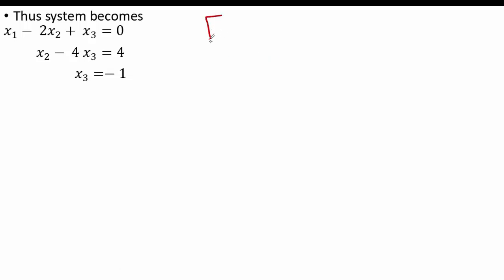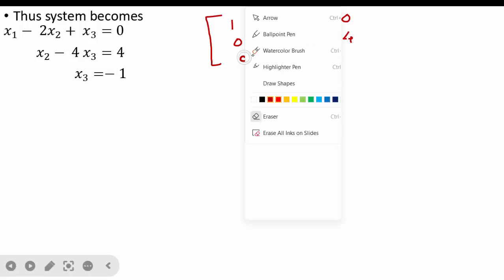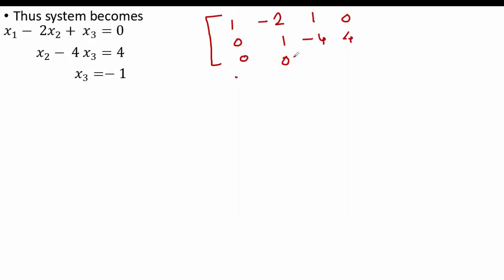In matrix notation we can write 1, minus 2, 1, 0, 0, 1, minus 4, 4, 0, 0, 1, minus 1. This is the matrix notation for this step. Now what happens? Our next job is to eliminate x2 and x3. We have to eliminate x2 and x3 from these two equations.